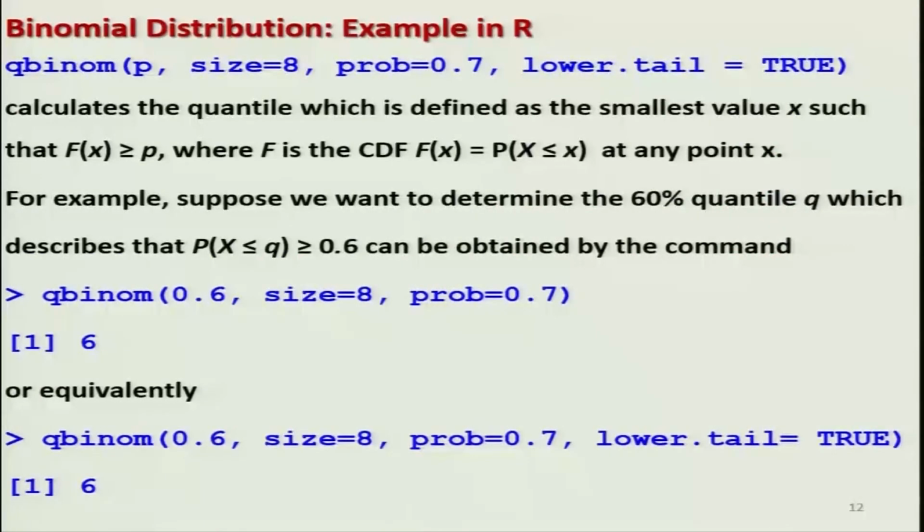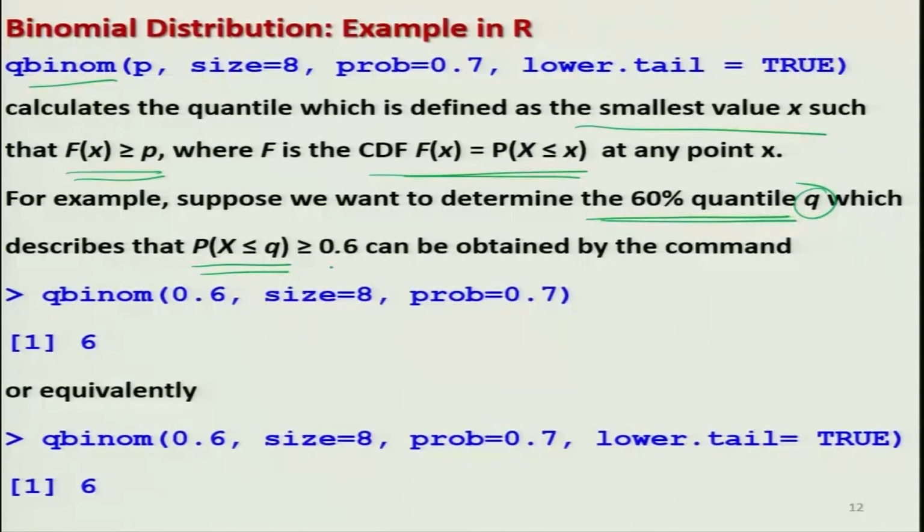Now, let me take the option qbinom, which is going to compute the different types of quantiles. So, what are the quantiles? They are defined as the smallest value x, such that F(x) is greater than or equal to p, where F is the CDF of X at any given point x. For example, suppose you want to determine the 60% quantile. Suppose this quantile is given by q, which is described as the probability that X is less than or equal to q is greater than or equal to 0.6. This can be directly obtained by using the command qbinom.